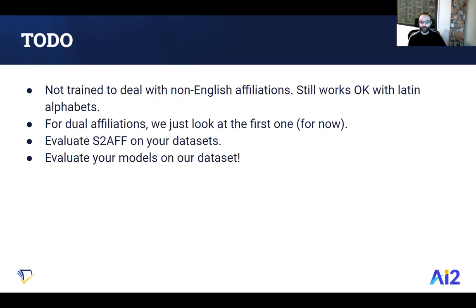Here are some to-dos. So this isn't really trained to deal with non-English affiliations. As long as you have a Latin alphabet, it still seems to work okay. But if it's in Mandarin, I think it's just going to do nothing good. For dual affiliations, we just look at the first one for now. Probably some extra work needs to be done just to combine those two somehow.